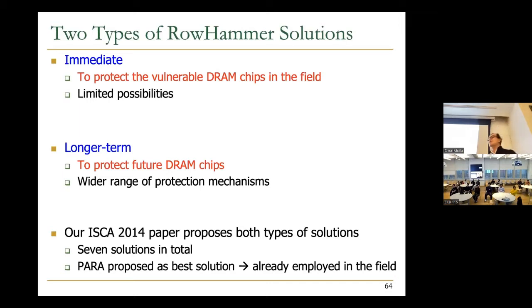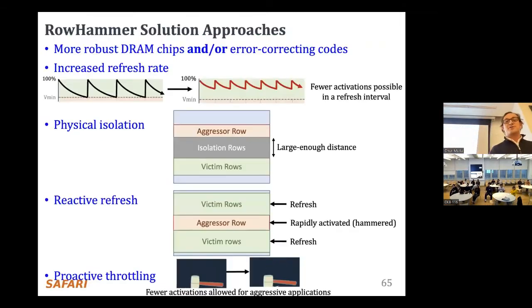So I think when we discover a problem like this, it is a problem in the field, right? All of the chips in the field are vulnerable. Well, maybe not all, but most of the chips in the field are vulnerable. And so you need to protect those vulnerable DRAM chips, meaning that you need to have some immediate solutions. Immediate solutions are clearly limited by what you can do in hardware and software. Longer-term solutions can be much more intelligent and interesting, of course, and we're going to talk about some of those. In our original paper, we proposed both types of solutions.